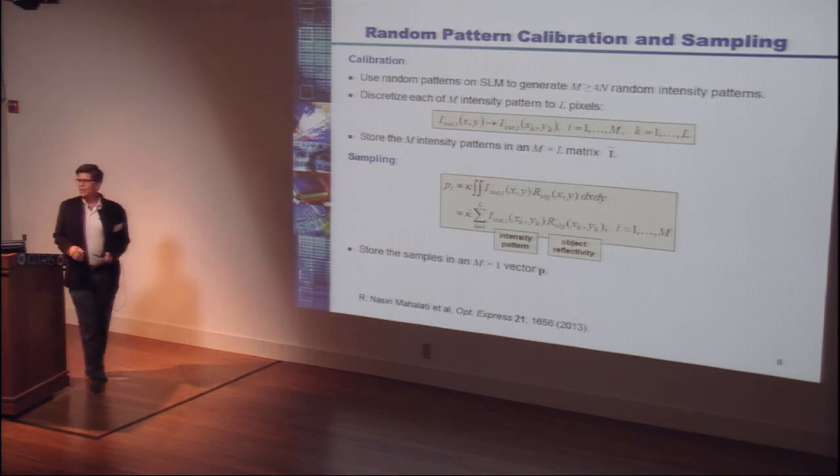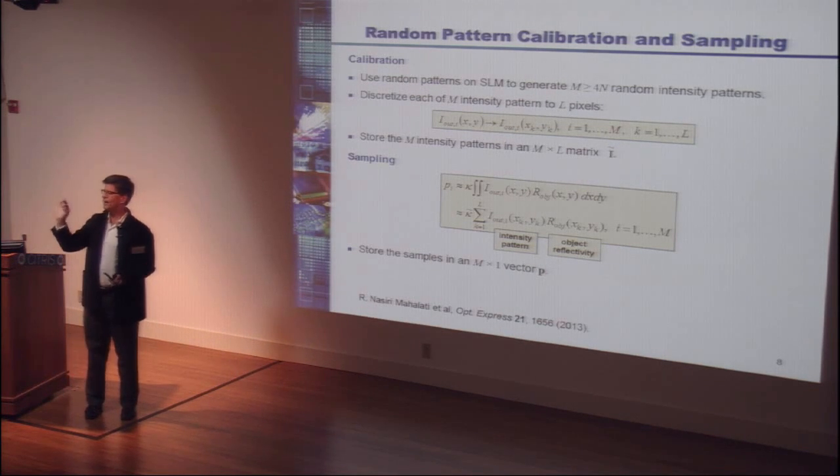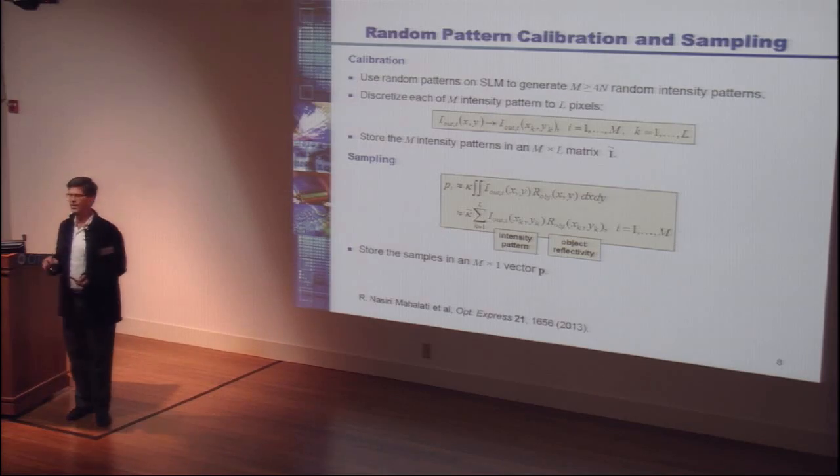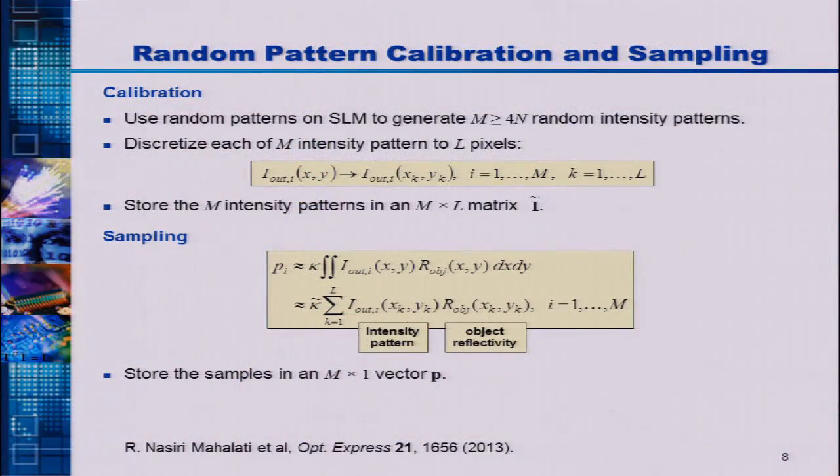And then during the calibration process, you sample that pattern at L pixels, and you discretize it into a row vector of the samples. And you have M different patterns, so you end up with a matrix called I tilde, so as not to confuse it with the identity matrix. So this is the matrix of the samples of the intensity patterns.